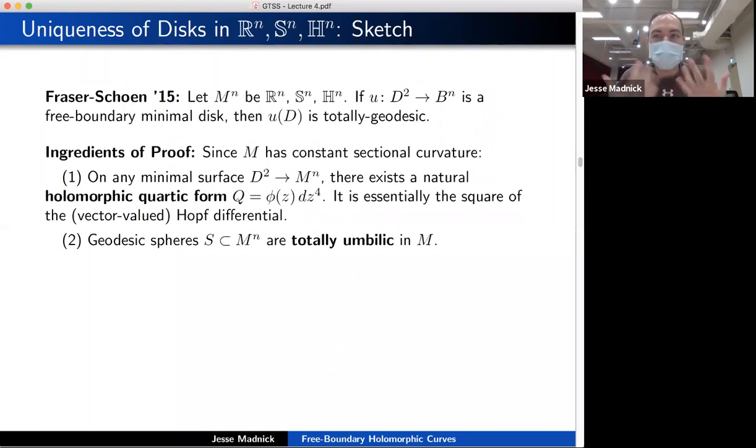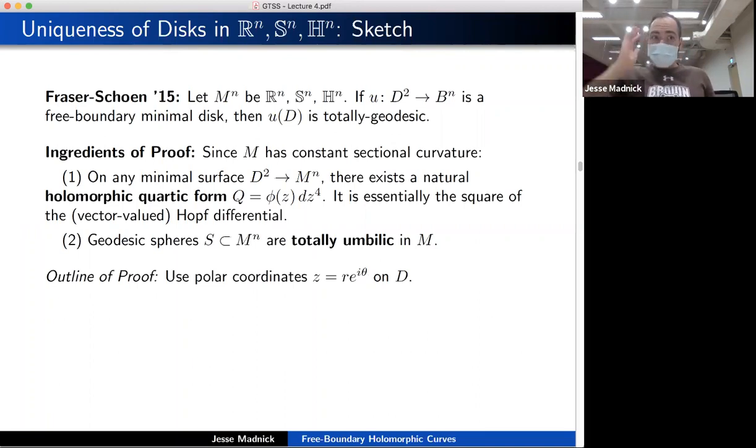So this is something that we are very familiar with in Euclidean space, but it's also true in S^n and H^n, but it's not generally true once you leave the realm of constant sectional curvature. It's very weird, right? Geodesic spheres in other ambient spaces are not quite as symmetric, so to speak.